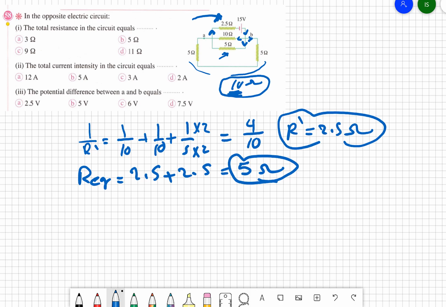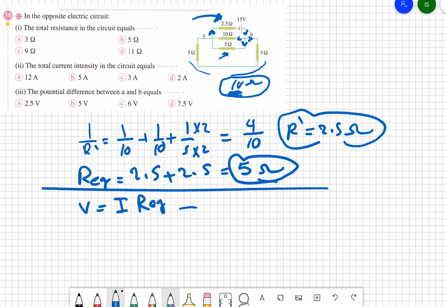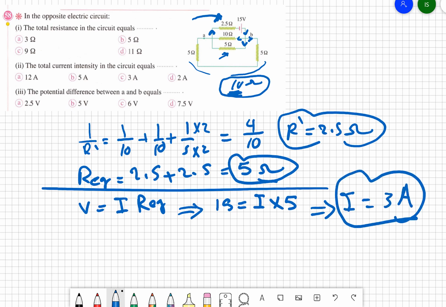About B, the second equation, the total current intensity in the circuit. You have the electromotive force V equals I times R equivalent, which means the voltage 15 equals I times 5, so the current equals 3 amps. So 3 amps. Okay.